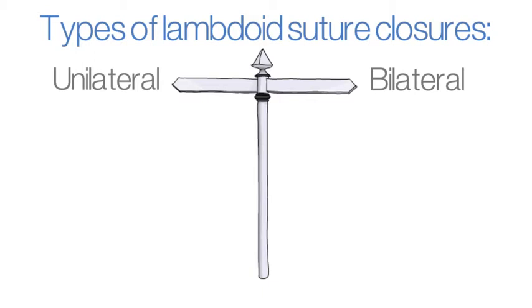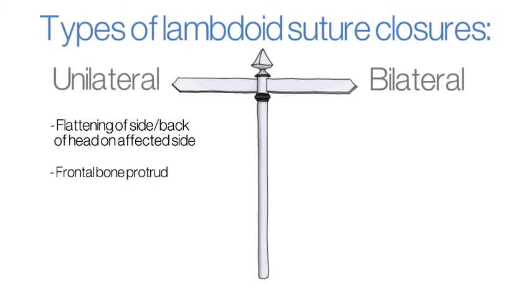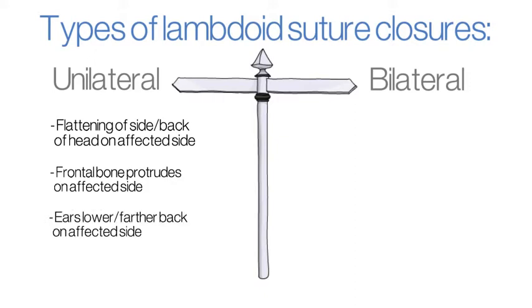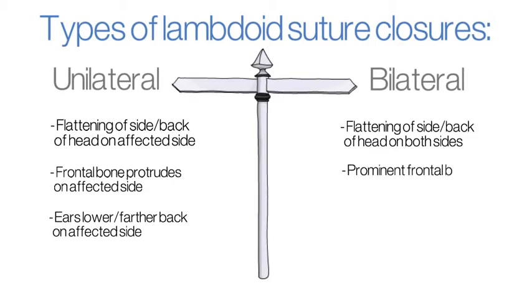Unilateral lambdoid synostosis can cause flattening of the side and back of the head on the affected side, frontal bone protrusion on the affected side, also known as frontal bossing, and ears appearing lower and farther back on the affected side. Bilateral lambdoid synostosis can cause flattening of the side and back of the head on both sides, a prominent frontal bone, narrowing in the back of the head, and an increase in skull height.